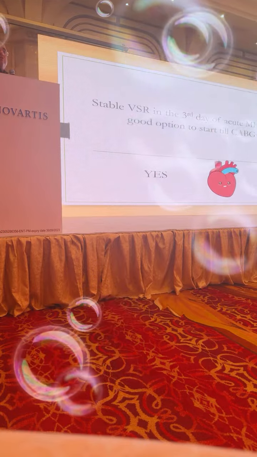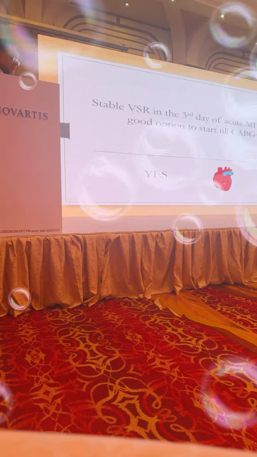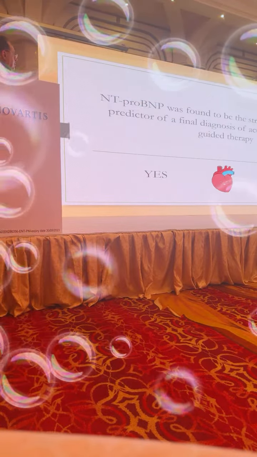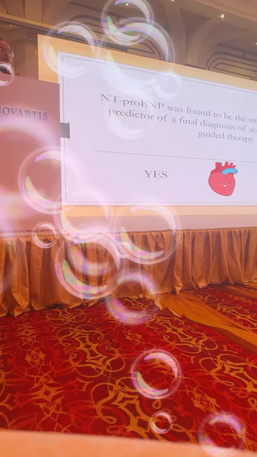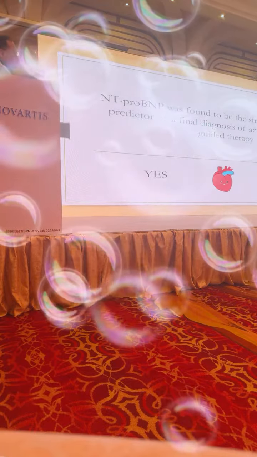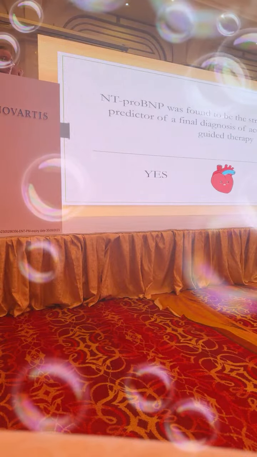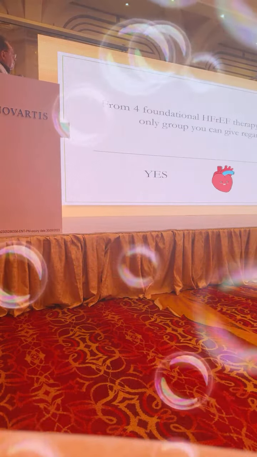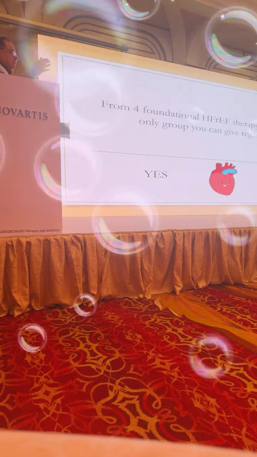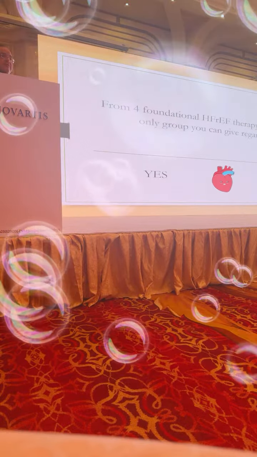So what is the benefit of my talk? Everybody will say, benefit. This is very important, by the way. We'll see now. NT-proBNP was found to be the strongest independent predictor of the final diagnosis of acute heart failure. Right? Till now that is right. But also for guided therapy. You agree or not? Nice. Of the 4 foundational heart failure drugs, the SGLT2 inhibitor is the only group you can give even if the patient has not had an echo, regardless of ejection fraction.